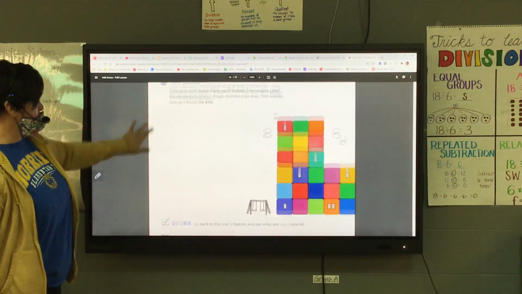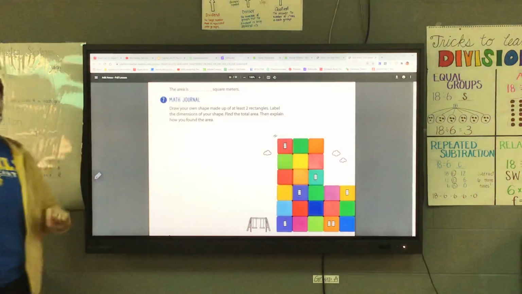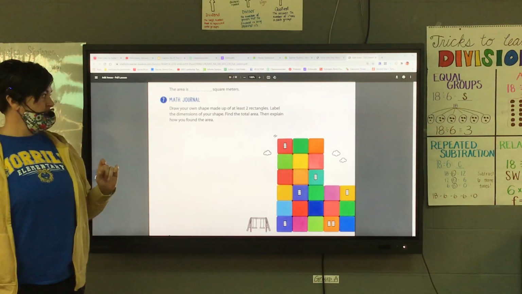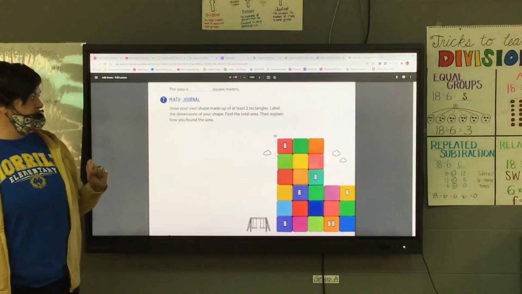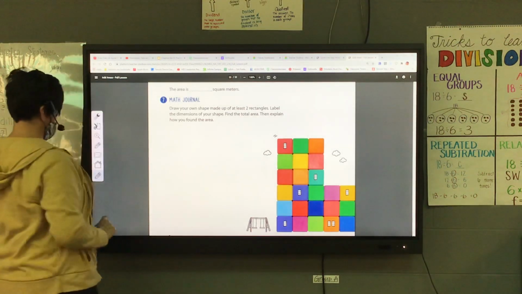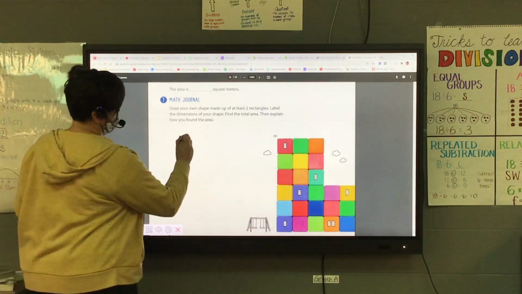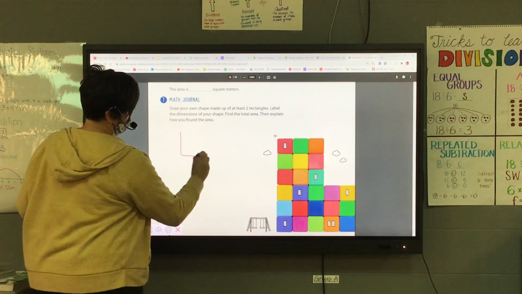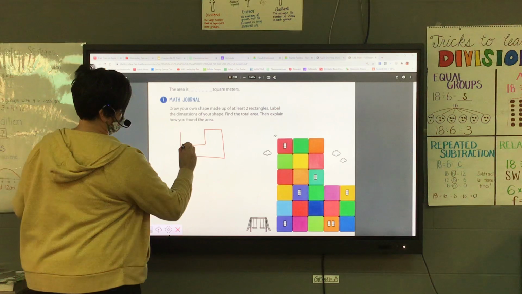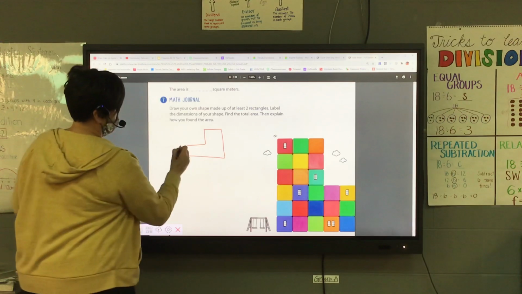Is this the last one? Yep. Okay, number 7 says to draw your own shape made up of at least 2 rectangles. Label the dimensions of your shape. Okay, so let's say I can't draw without a writing utensil. Let's say that I draw a shape. I'm going to change that. Like that.